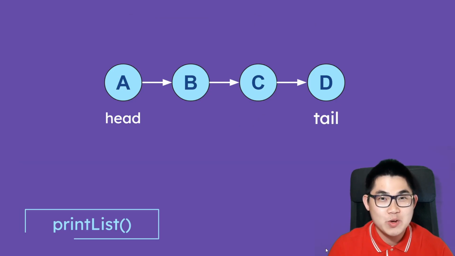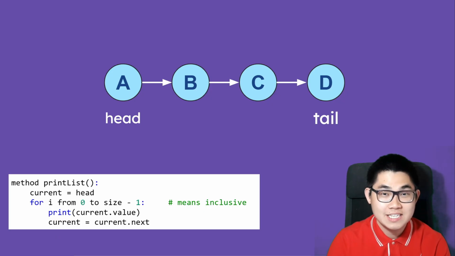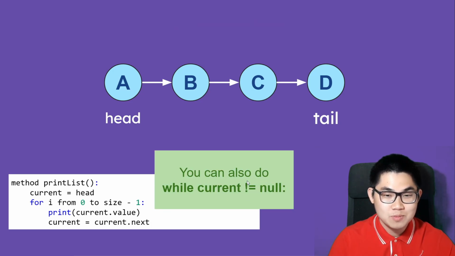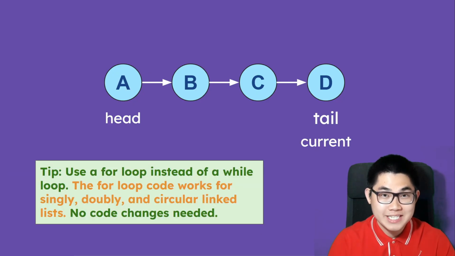Now, I'm going to show you how to traverse a singly linked list, and let's say we want to print out the list as we traverse it. So here is the pseudocode, and you don't really have to use the for loop. You can also use the while loop. So the while loop would be while current is not equal to null, and then you basically keep these two lines the same. But a tip that I have for you on your exam is to use a for loop instead of the while loop for the linked list traversal.